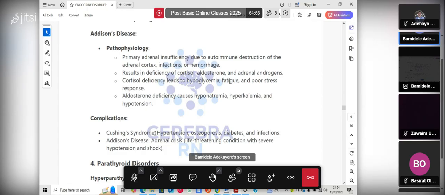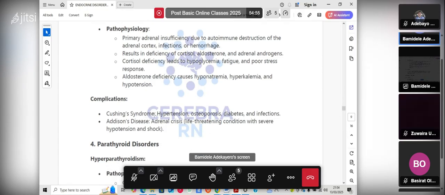So, complications when there's Cushing syndrome, like I said, is when there's excessive cortisol level. You can have things like hypertension, osteoporosis, and diabetes because there's too much metabolism going on, too much blood glucose available, and also infection. Whereas Addison disease is going to cause hypotension and shock, because there's an adrenal crisis. Because everything is just low, it leads to hypotension and shock.